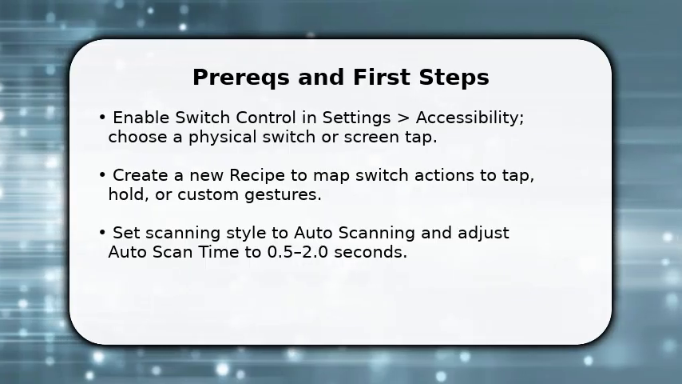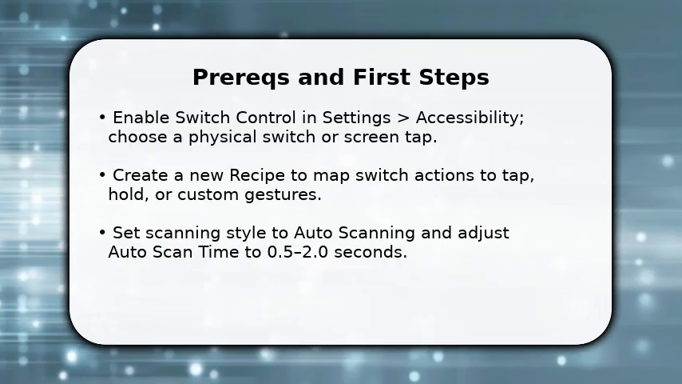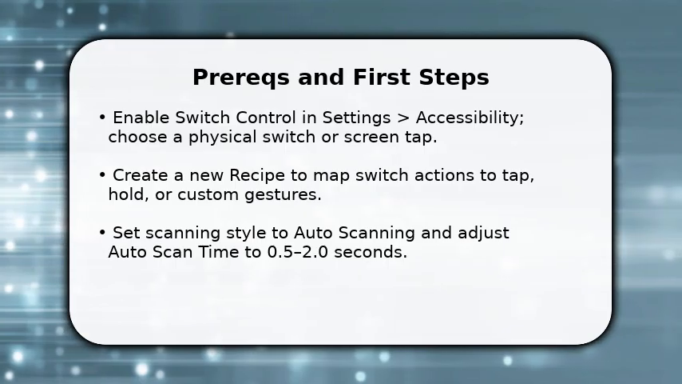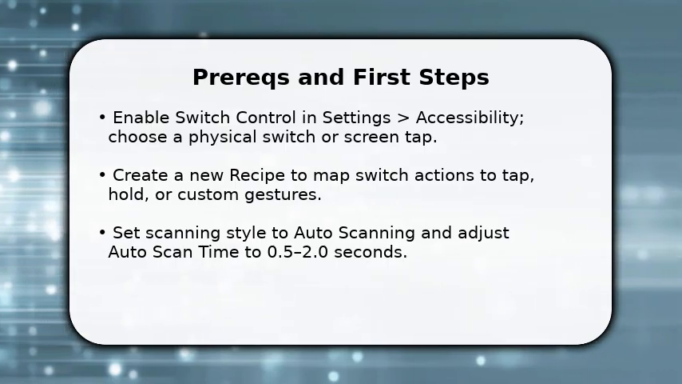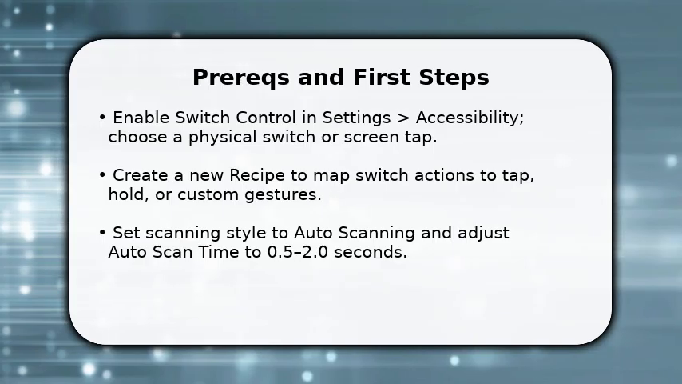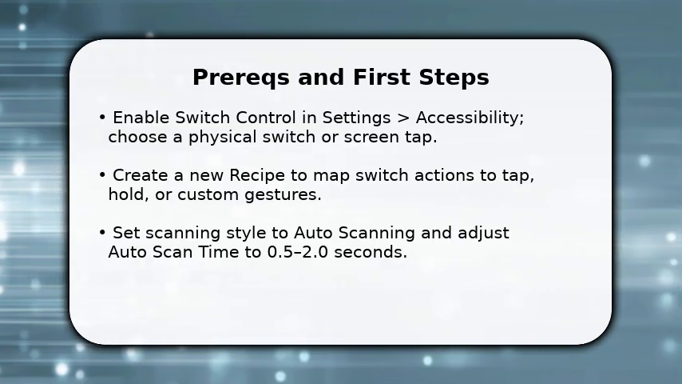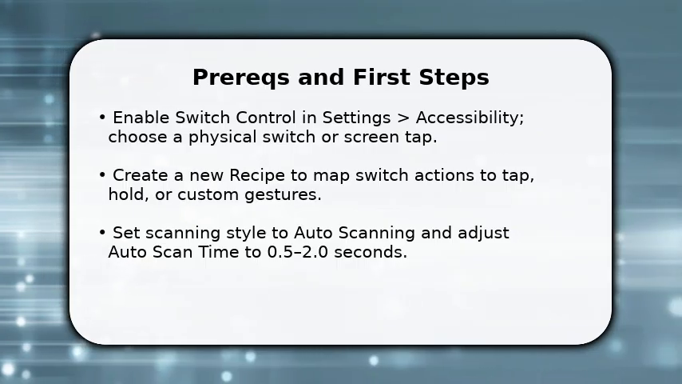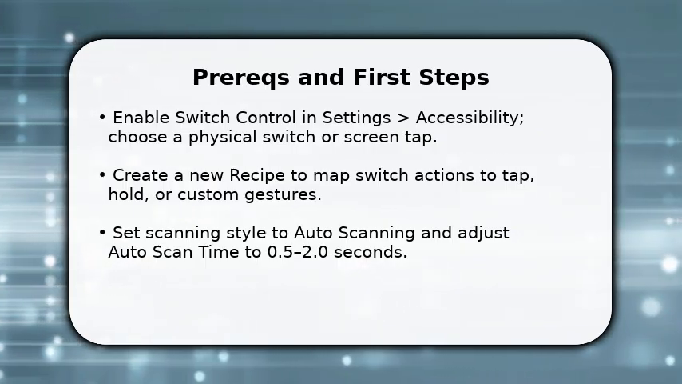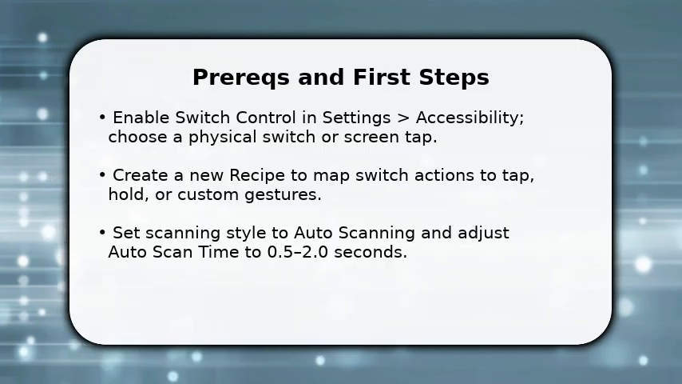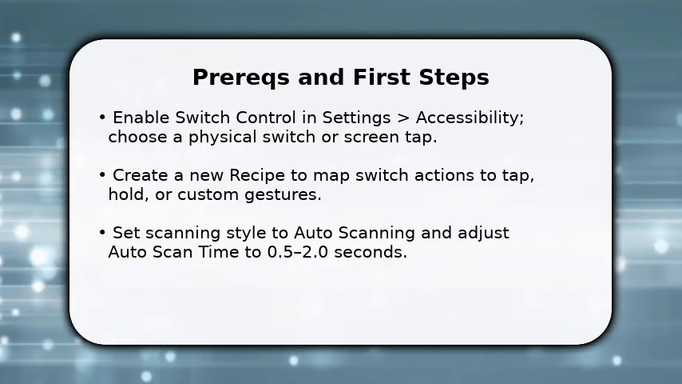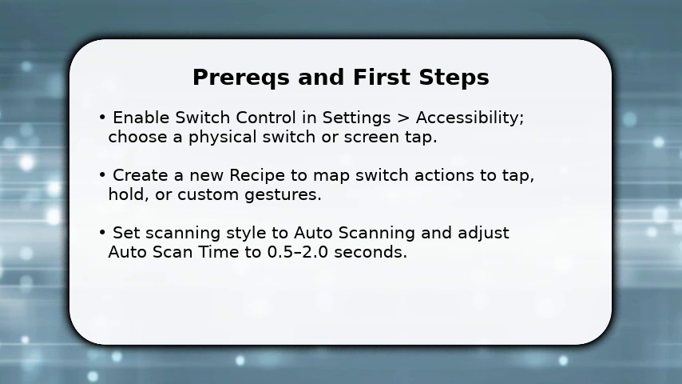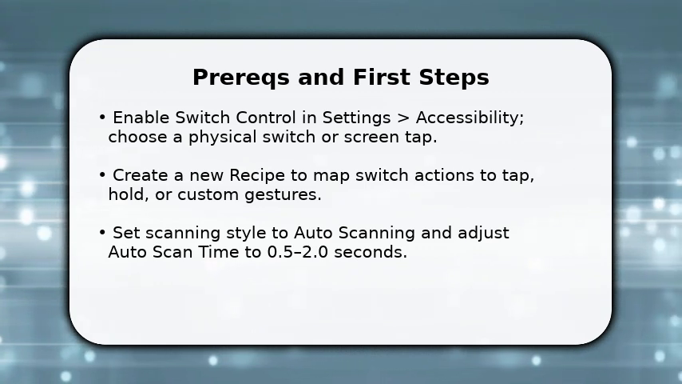You'll start by enabling switch control and assigning at least one switch. This gives you the physical trigger you'll automate. Next, create a recipe that maps that switch to a tap or custom gesture so the system knows what action to repeat. Once done, set scanning to auto scanning and pick a comfortable auto scan time, around 0.5 to 2.0 seconds, so actions register reliably. Make sure other accessibility shortcuts are off to avoid conflicts before continuing.